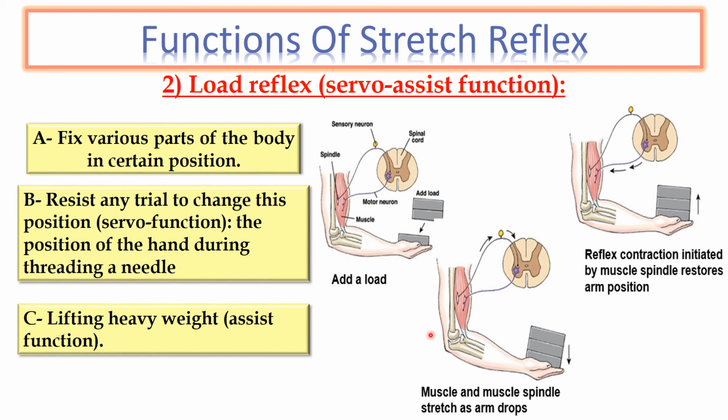So we already explained the assist function here by adding more loads, but what is the servo function? The servo function is resisting any trial to change the position. How? When you are threading a needle, when you are trying to insert a thread into a needle, which one is responsible for maintaining your fingers, your hand, and your arm in a fixed position to allow you to perform this fine skilled movement of inserting the thread into the needle?